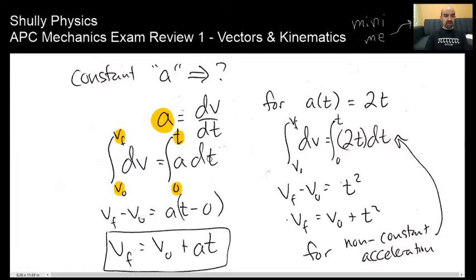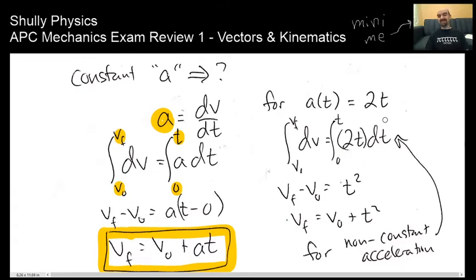If we integrate this side, a dt with respect to t gives us a times t. Taking the upper and lower bound gives us a t minus 0 in that spot. Rearrange, add a v naught to the other side, and we get our first equation of motion for constant acceleration.